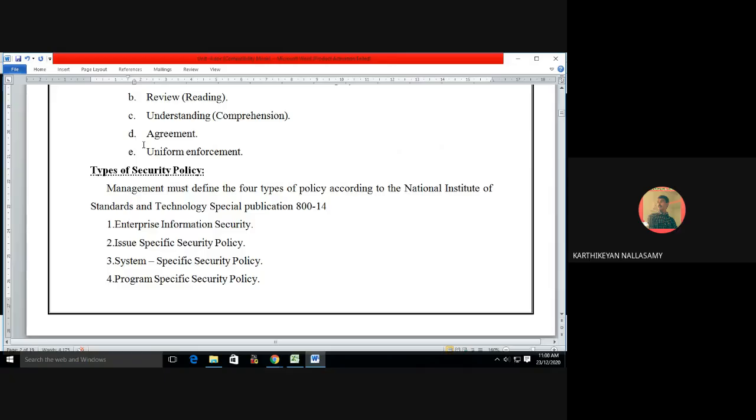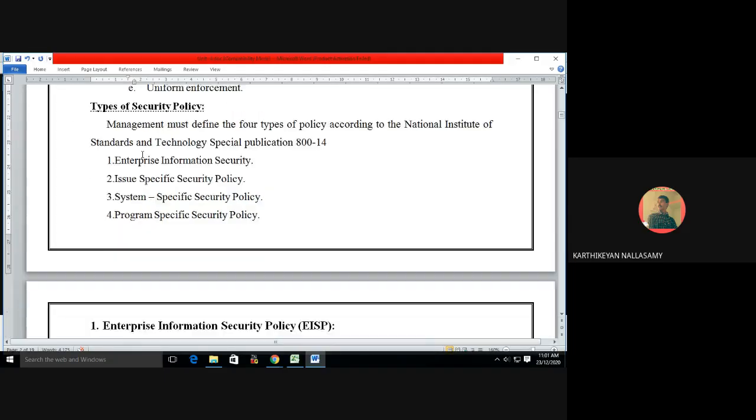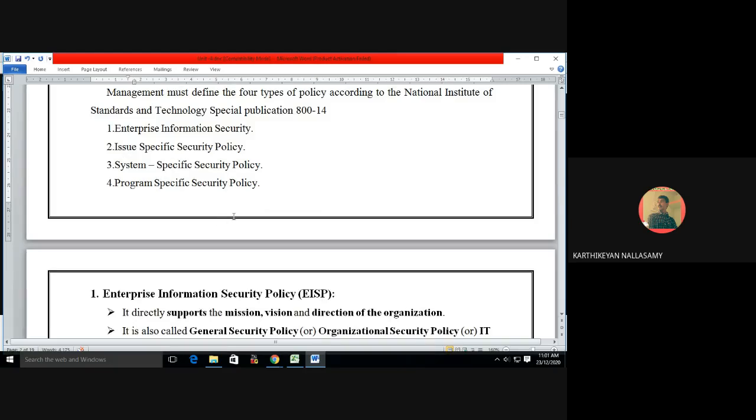According to the NIST 800-14 standard, there are 4 types of security policies. Information security policies are defined by the National Institute of Standards and Technology, called NIST, which defined 4 types of policy: one is enterprise information security policy, second is issue-specific policy, next is system-specific security policy, and program-specific security policy. So these are the 4 types of policies defined by NIST for implementation of policies in an organization.